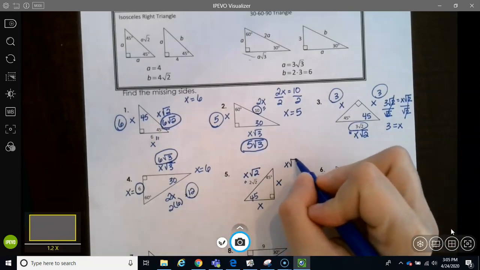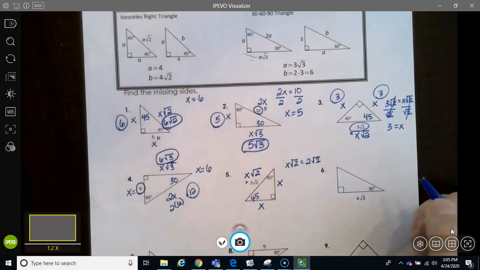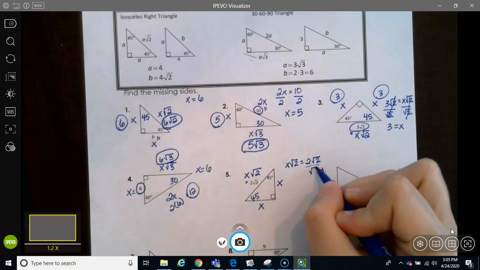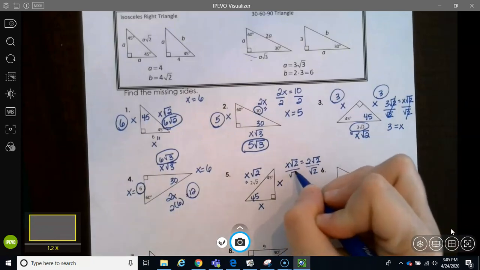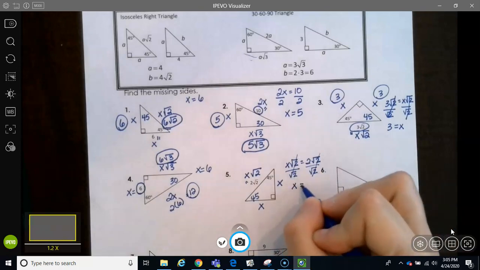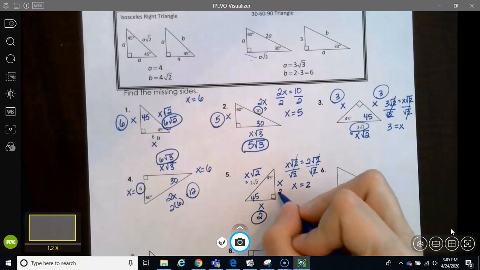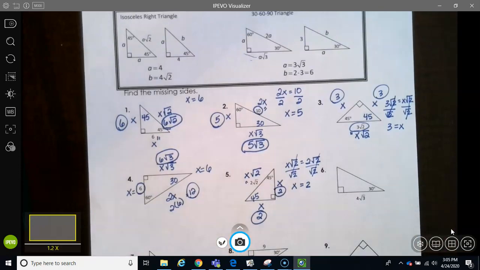So x square root of 2 equals 2 square roots of 2, and then divide both sides by square root of 2. The square roots of 2 cancel out, and we're left with x equals 2. So this side is 2, and this side is 2.